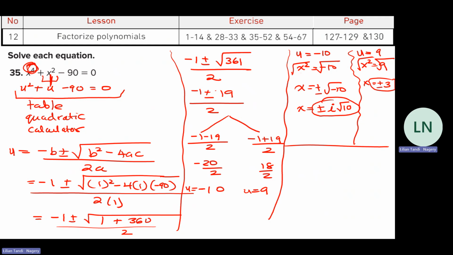So you write your answer. I need 4 roots because my degree is 4. And my 4 roots will be x equals negative 3, x equals 3, negative 10i, and 10i. There are your 4 roots.